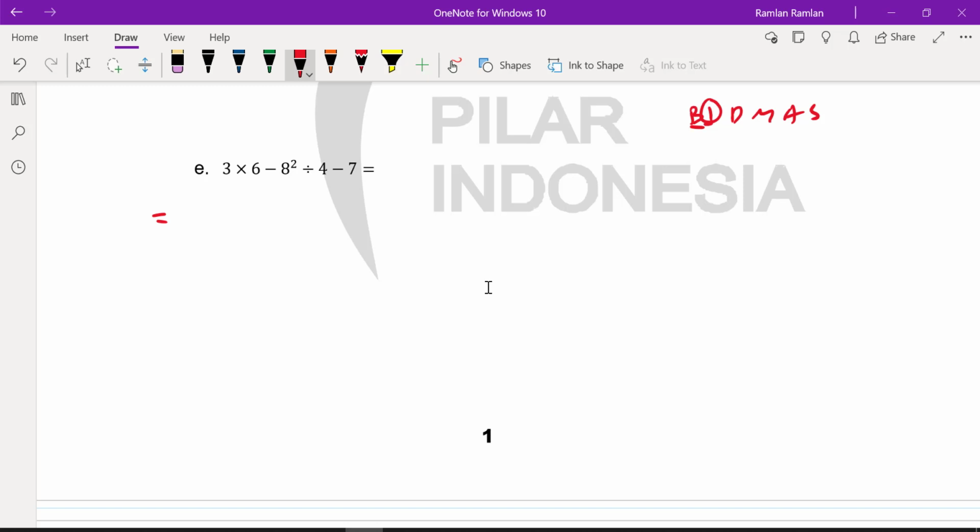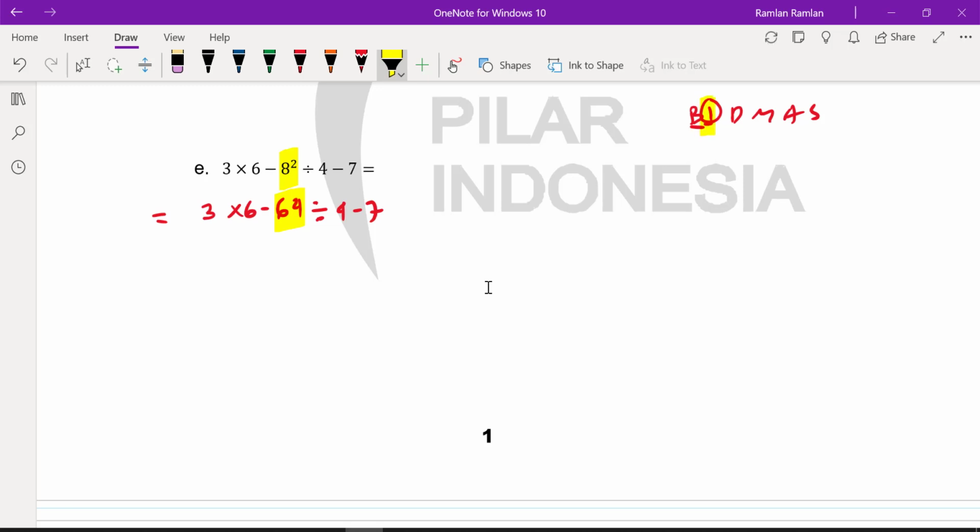8 squared is just 8 times 8, which is 64, right? So write down 64 exactly below that. Okay, the other, we haven't done anything, so just rewrite them again, right? So that 3 times 6 minus and then divided by 4 minus 7, right? So notice that you're only changing the 8 squared because we're doing that first, the index first.